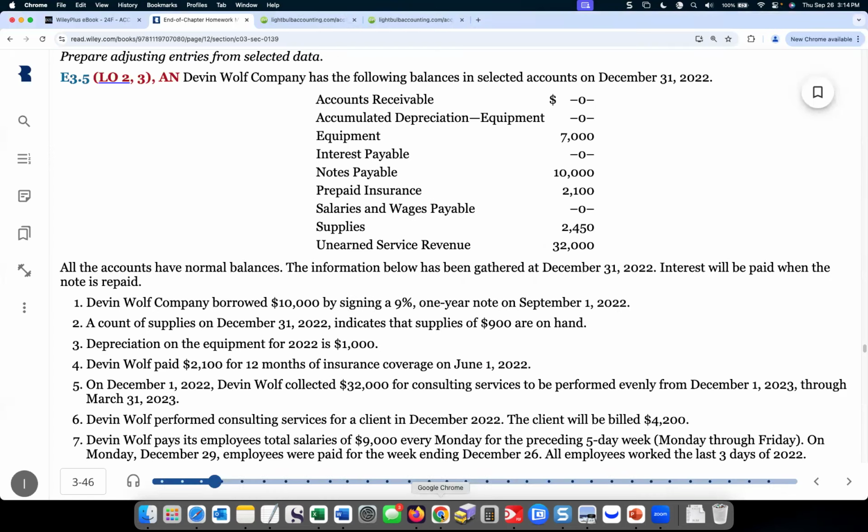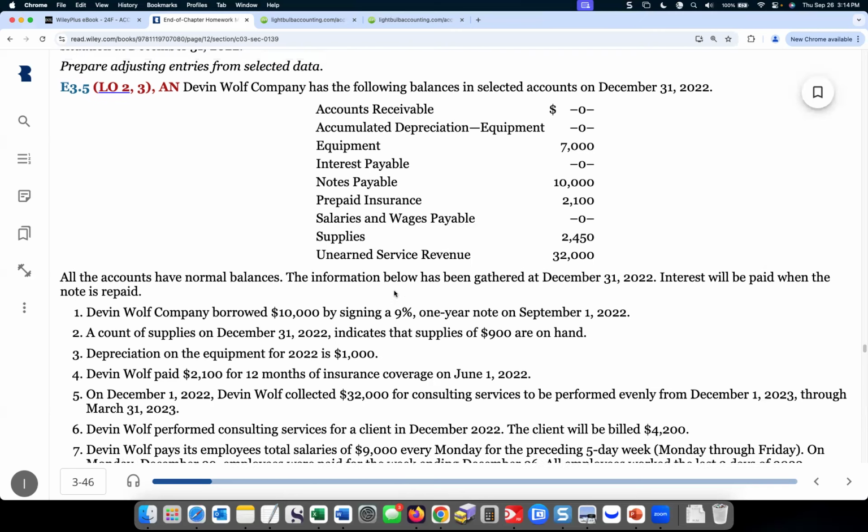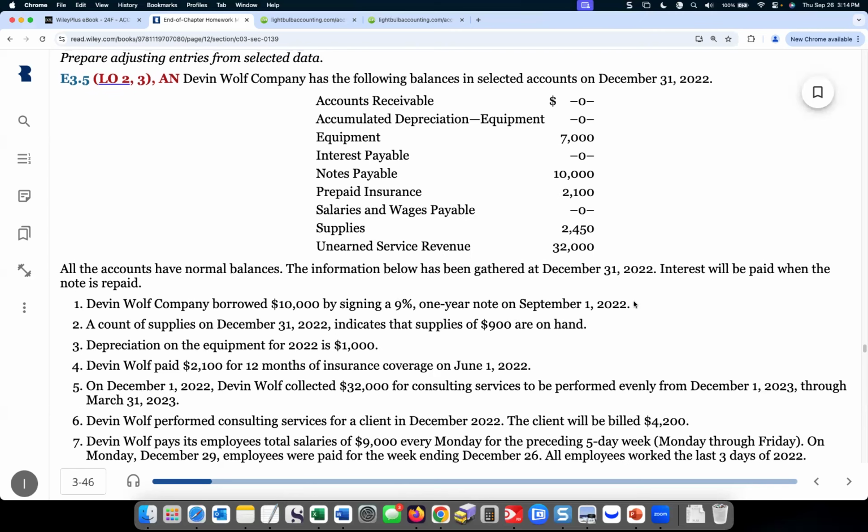So let's go ahead and read the information here. It says Devin Wolf Company has the following balances on the selected accounts. Okay, we have a laundry list of the balances. All accounts have normal balances, which we always assume, but the information is good to know. The information below has been gathered at December 31st, 2022. Interest will be paid when the note is repaid. Okay, good to know. So what I'm going to do for this problem is take each one of these adjustments.